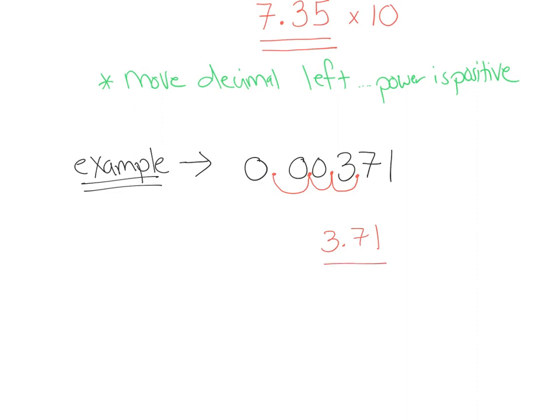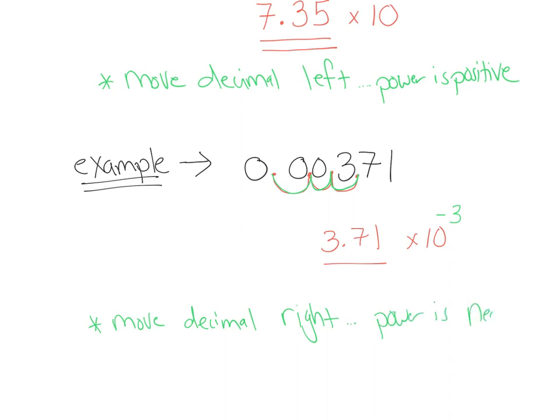Okay? Very good. But that's not it, because we need times 10, and then here we need the power. So let's see. How many spaces did we move the decimal? We moved it 1, 2, 3. So the power here will be 3, but this time it's minus 3 because we moved the decimal to the right. So please make a note of that. If you move the decimal right, the power is negative.